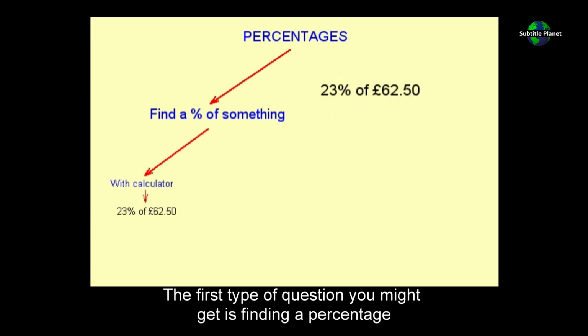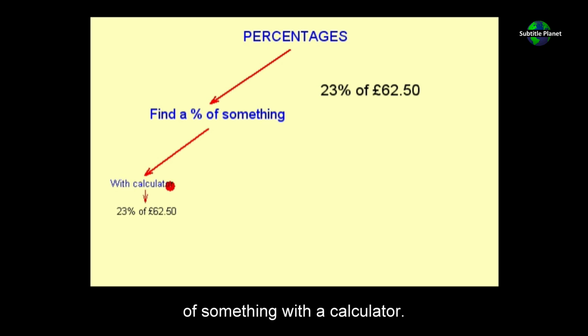Just press pause and have a look over the types of questions that you might get. The first type of question you might get is finding a percentage of something with a calculator.